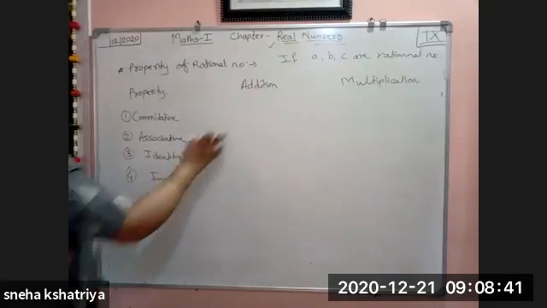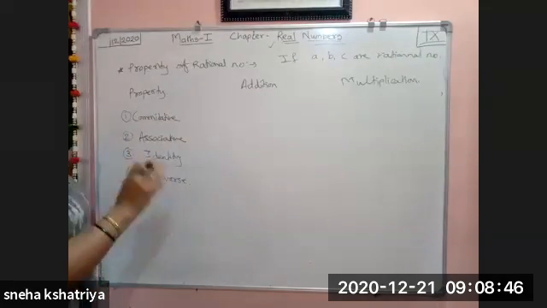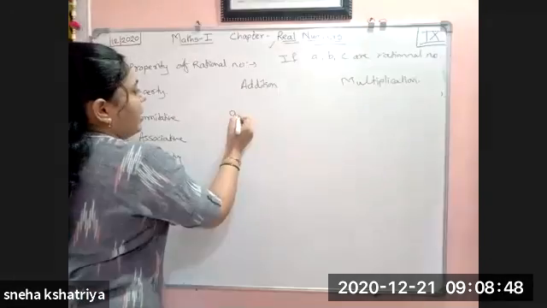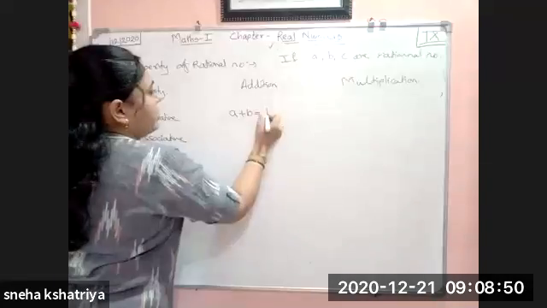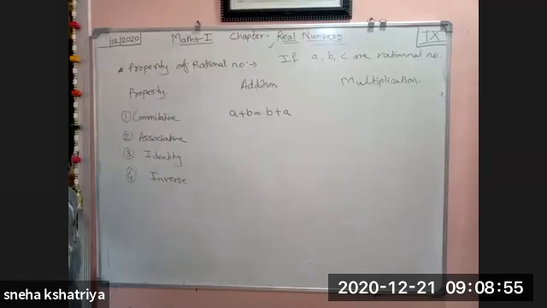Okay, so first is addition. Addition of commutative means if I consider two numbers are there, addition A plus B, then this can be written as B plus A. A plus B is equal to B plus A.